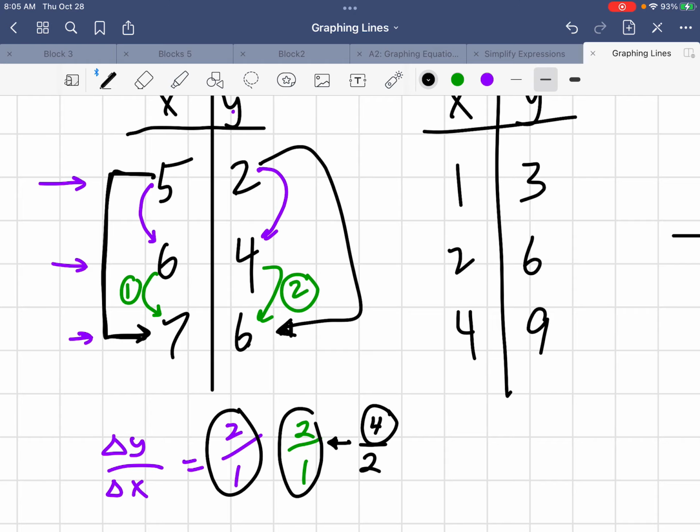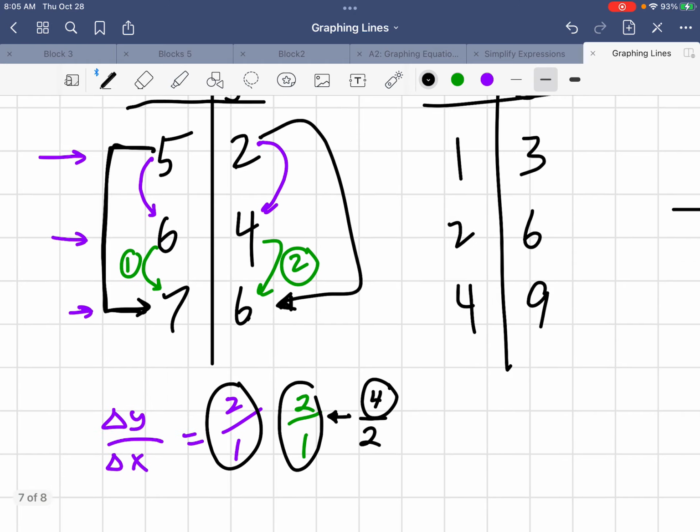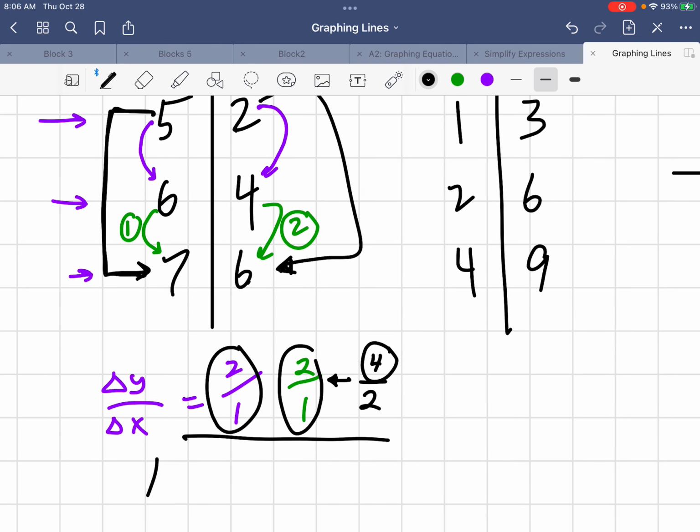So if all three combinations have the same slope, then it's safe to say that it's a linear situation.